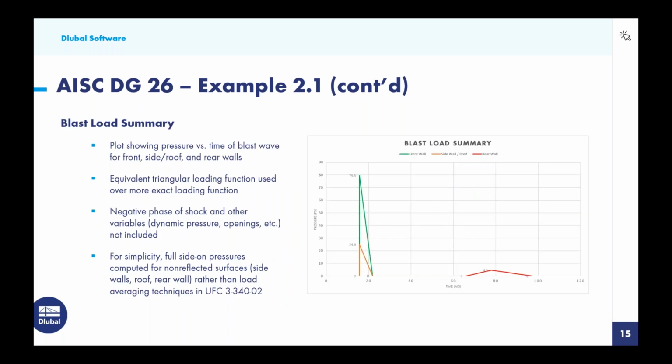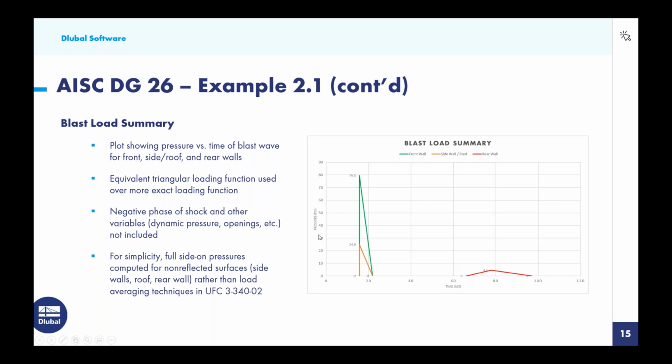Let us take a look at the summary here for all three portions of our structure, so we can see how this blast load is moving from the front of the structure to the rear. Over on the right-hand side, you'll see a plot showing the pressure versus the time of the blast wave. The green indicates the front wall. The orange indicates both the side walls and the roof. And finally, a little bit later on, we have the charge reaching the rear wall.